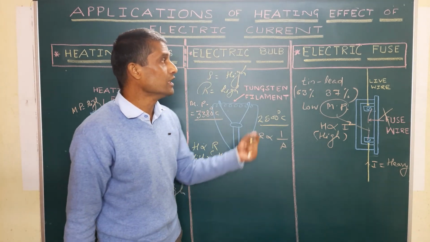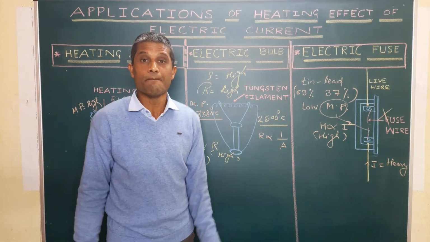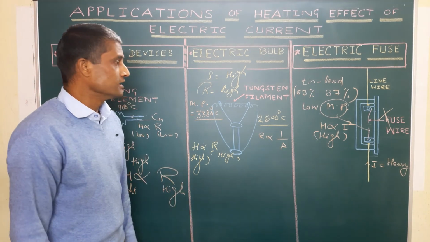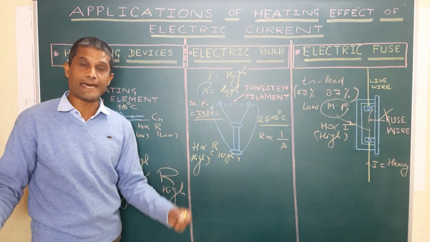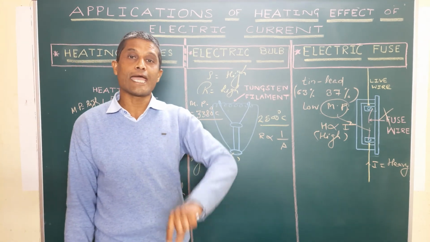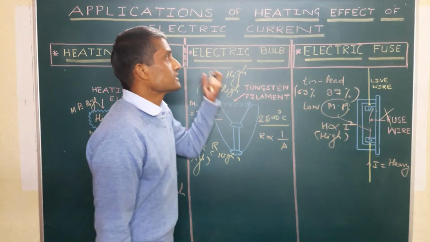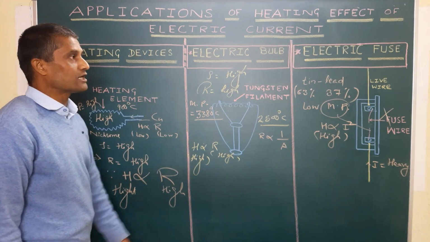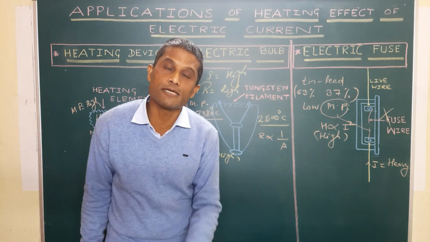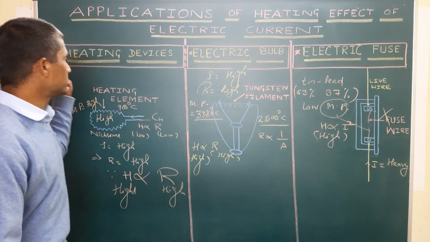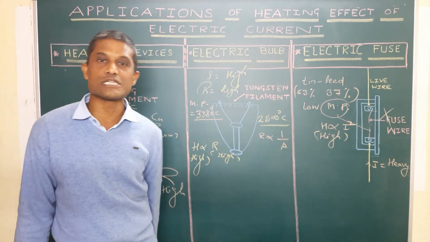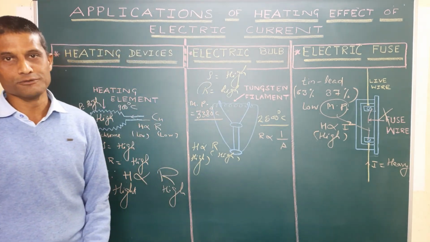And that's how the heating effect of electric current makes the working of the electric fuse possible. So there you are. These are the three major areas in which the heating effect of electric current is used. Number one is heating devices. It is also used in the electric bulb, and it is also used in the working of the electric fuse. Thanks.